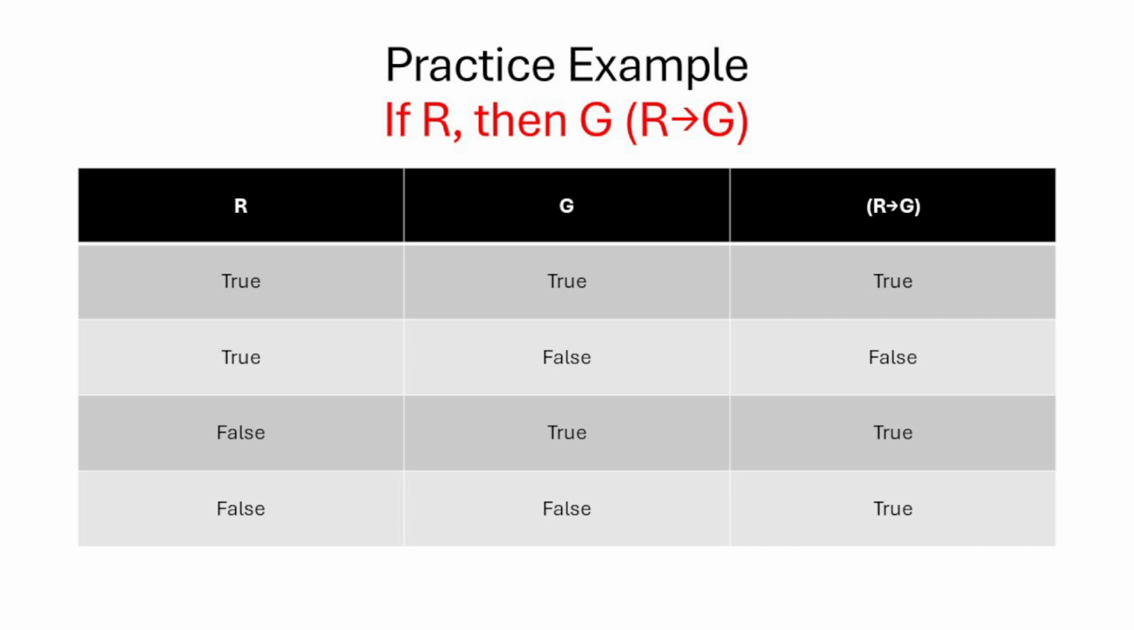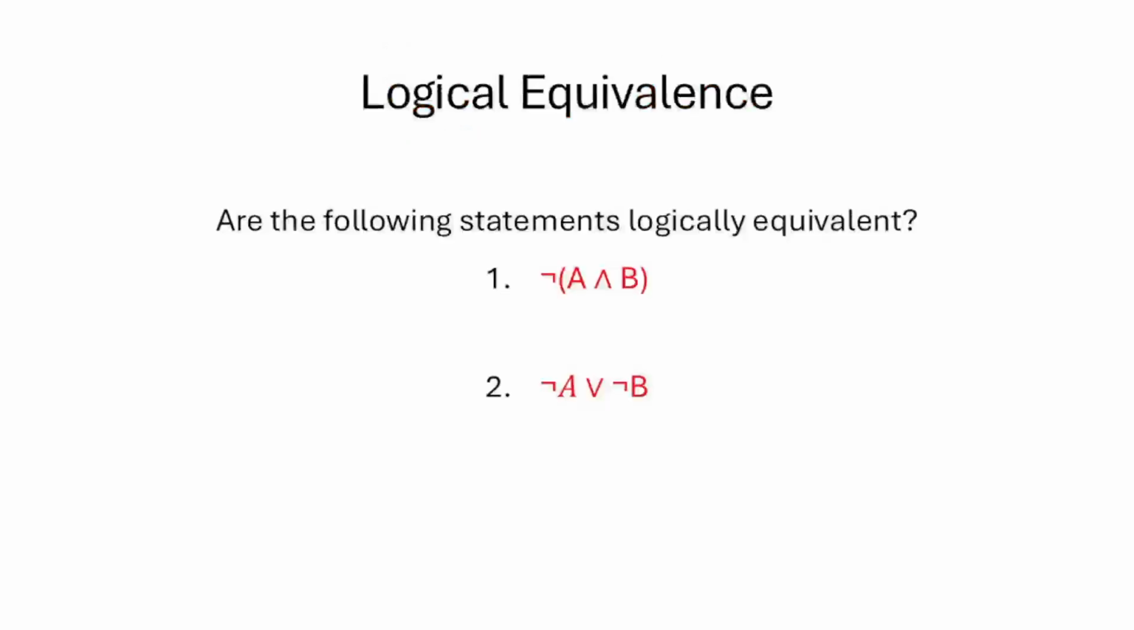So for our second example, let's think about logical equivalence. Are these two statements logically equivalent? Statement 1 is a negation. So we have A and B, but the whole thing is wrapped in brackets and is negated. Much like in mathematics, we have to treat the A and B as a singular thing, and that negation negates the whole thing, if that makes sense.